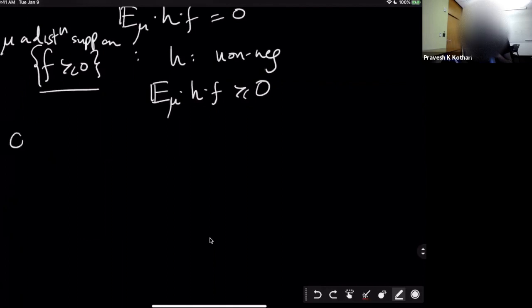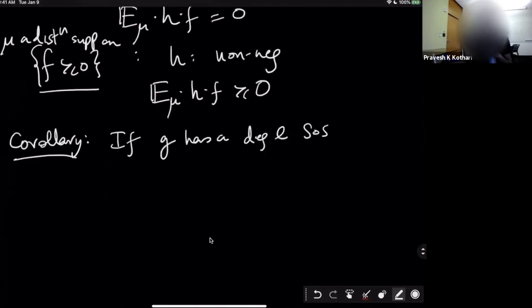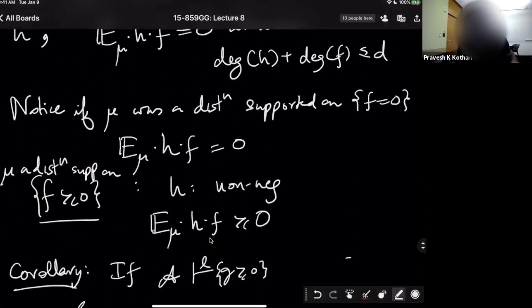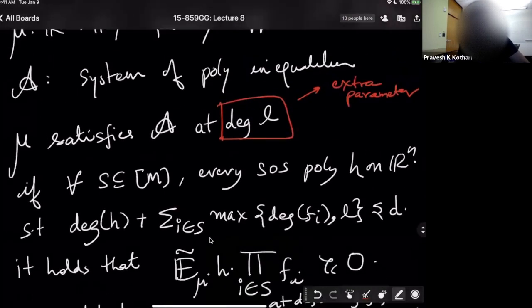So what does it mean? So, corollary. If G has a degree L SOS proof, oh, I developed notation and then did not use it. So let's do that. If A derives G bigger than or equal to 0 in degree L, and mu, okay, two things. Sorry. I forgot to give you notation for something that we just defined.